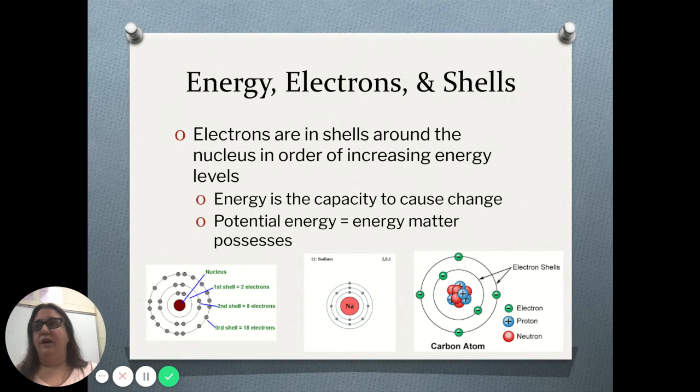Then we're going to talk about what is going on in the outside of the atom, because that's what we're concerned about for biology and for AP biology. In or around the nucleus are these shells where electrons orbit and move very rapidly. Those shells around the nucleus are in order of increasing energy levels. So the further out you get, the more energy is in those. And remember, energy is the ability to cause change. All matter has potential energy, or that energy that's stored up and ready to use.